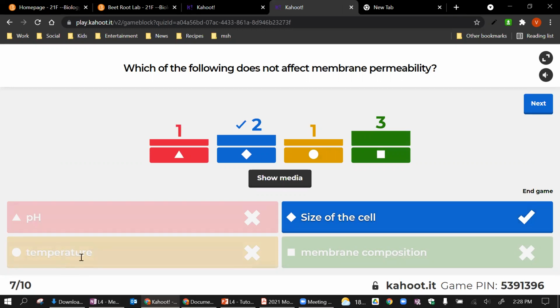Temperature, if you increase the temperature, then the fluidity is going to increase and the cell membrane will become more leaky. Membrane composition, well, it depends what the membrane is made up of, right? If the membrane has more cholesterol, for example, then it's going to be more permeable. If it has more proteins, then it might also be more permeable compared to fewer proteins. So the size doesn't matter. You can have a really big cell and a really small cell. If the membranes are made up of the same stuff, then they're going to have the same permeability.